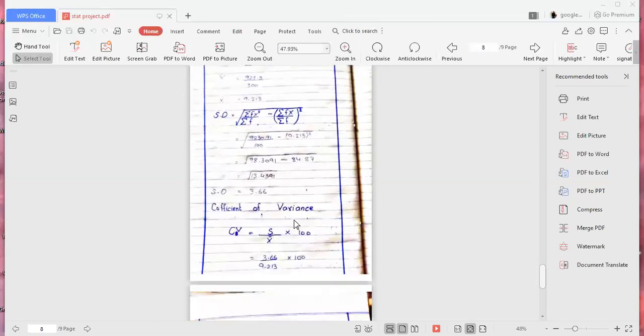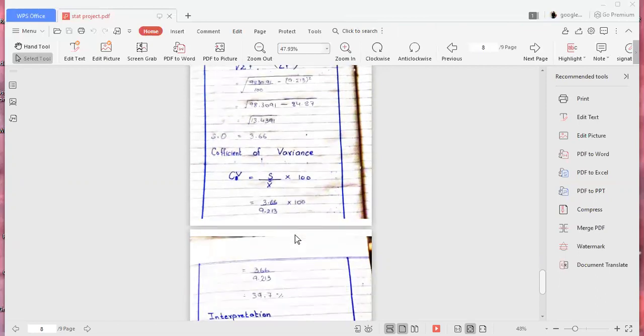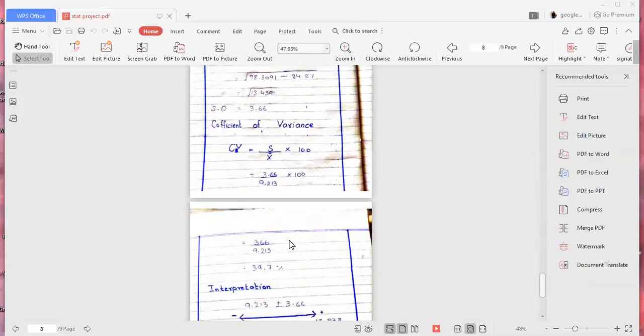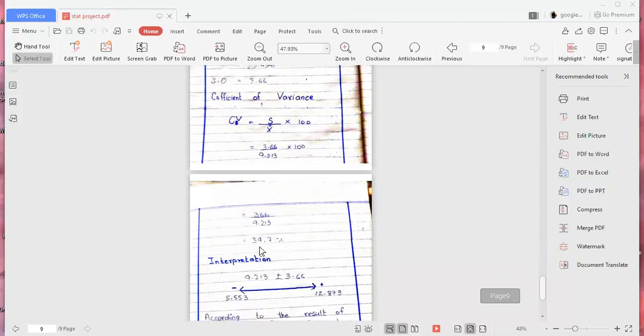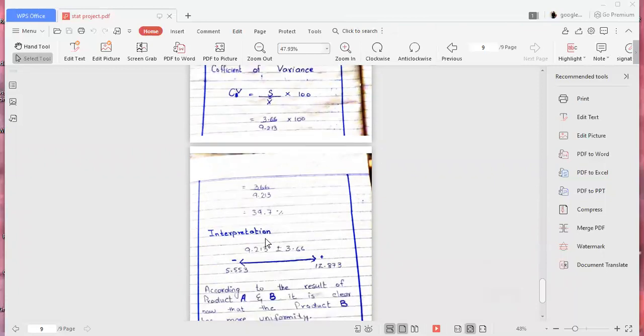For coefficient of variance, the formula is standard deviation divided by mean multiplied by 100. So put the value of standard deviation 3.66 and the value of mean 9.213, multiplied by 100. First you multiply 3.66 by 100, then divide by 9.213, you get 39.7%. It means how much of the product is reliable. It means that 39.7% of the product is reliable and good.